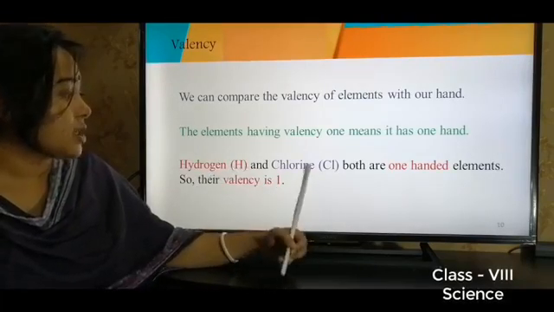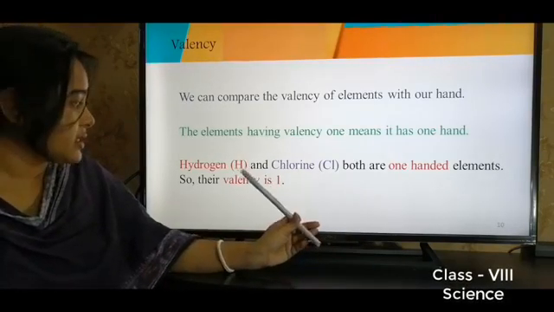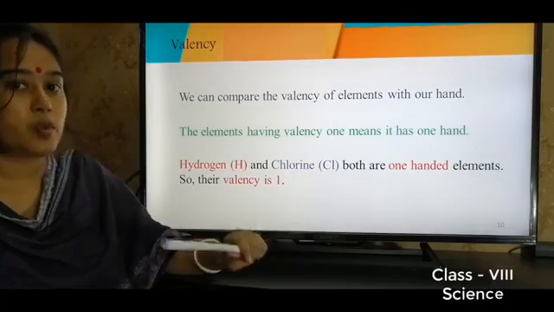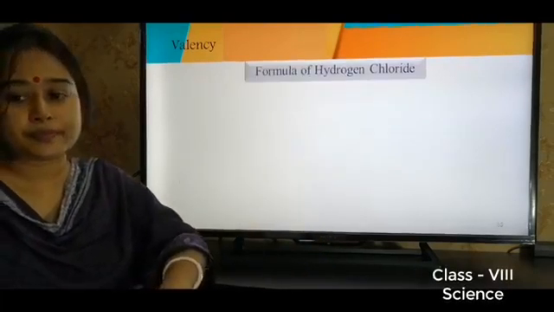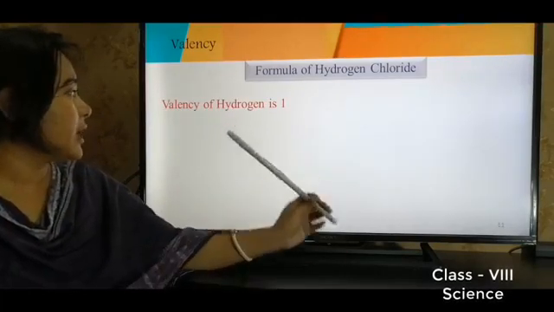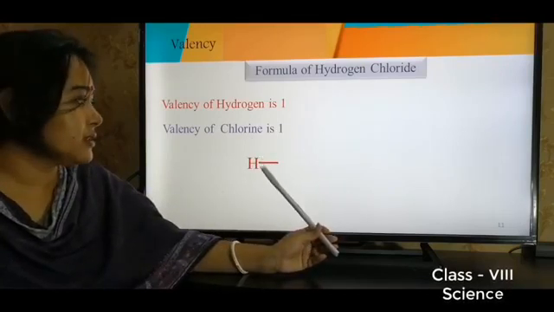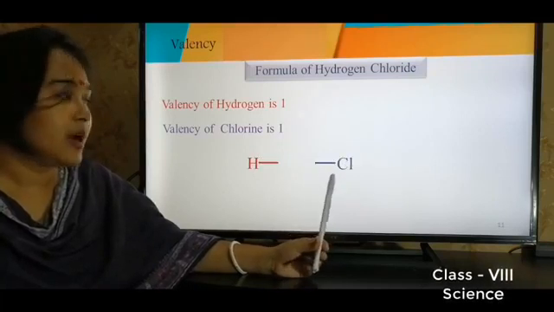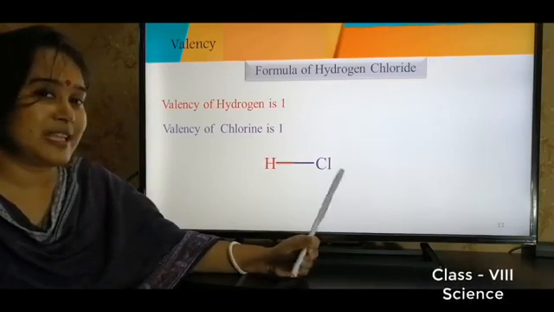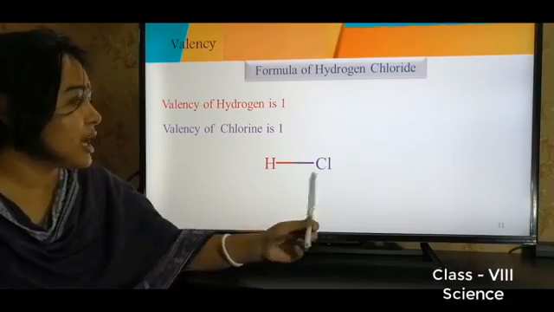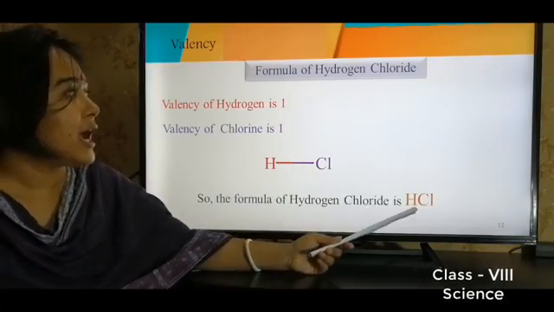If I say hydrogen and chlorine, both are one-handed elements. That means their valency is 1. Hydrogen has one hand, so the valency of hydrogen is 1. The valency of chlorine is 1, that means chlorine has one hand. In the formula of hydrogen chloride, they are linked with this one hand each, forming a chemical bond to make a compound. This compound is hydrogen chloride.